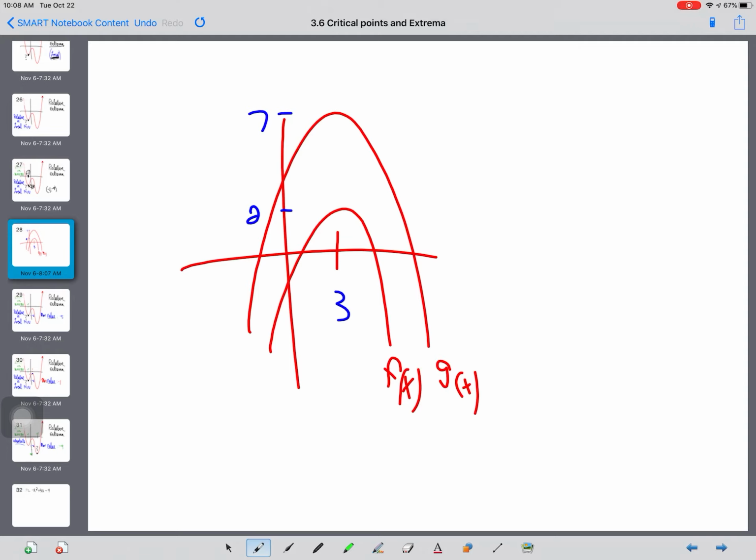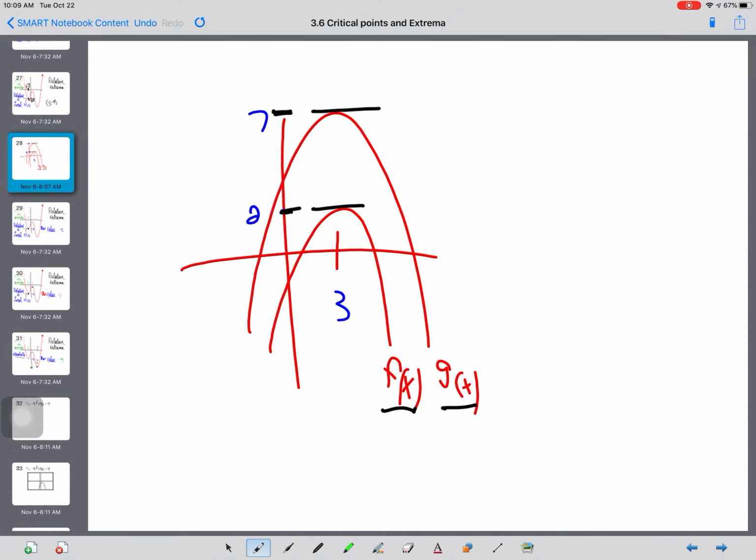To give an idea of what I mean there, both of these graphs have a critical point at 3. They both have horizontal tangents at that point. But the maximum value on f is 2, and the maximum value for g is 7. So what the maximum is and where it occurs are different things.